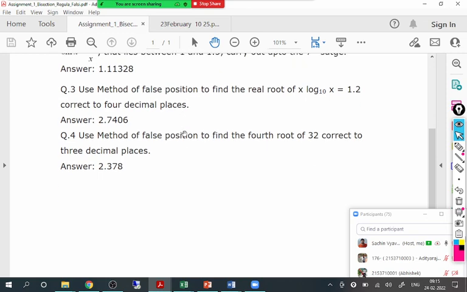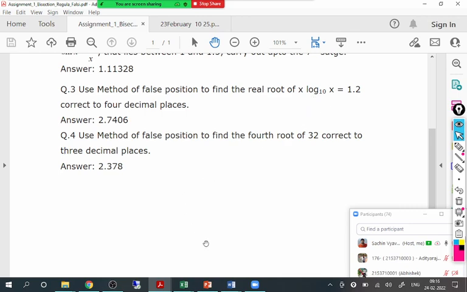So come to question number 3 then. Use the false position method to find a real root of this equation. I think we did this question in the class, is it? Yes, sir, we already did this question in the class, and that is correct up to 4 decimal places. So f(x) is x log x minus 1.2, and yes, okay, this question we did by the Newton-Raphson method actually, but here this question is by the false position method.